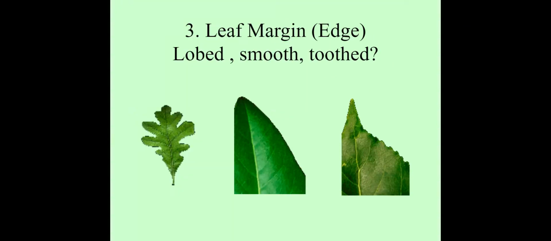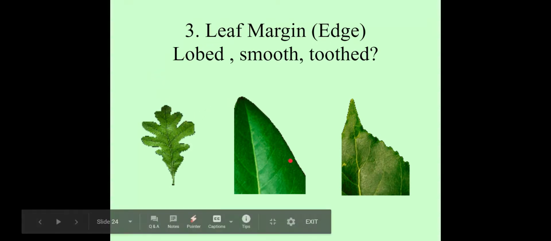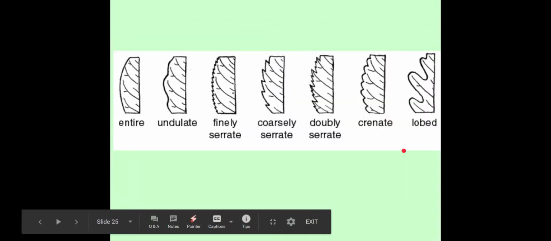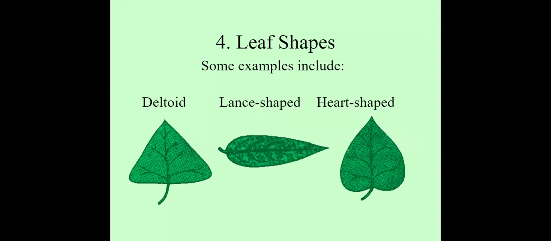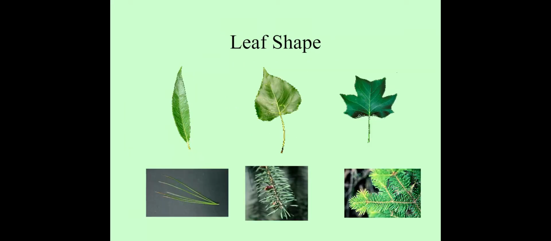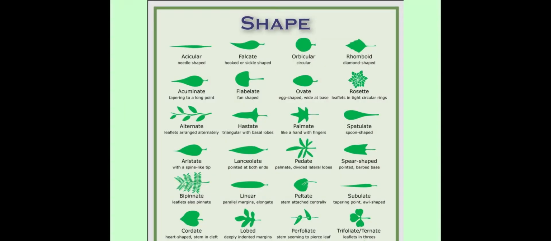All right. So then you have leaf margin. You can have lobed. Okay, you see these right here. Smooth, toothed. You can also have serrate, finely serrate, coarsely serrate, doubly serrate. Okay. This is a characteristic that we use less to ID trees. And then you have a whole bunch of leaf shapes. Spatulate, flabellate, those are my favorites.